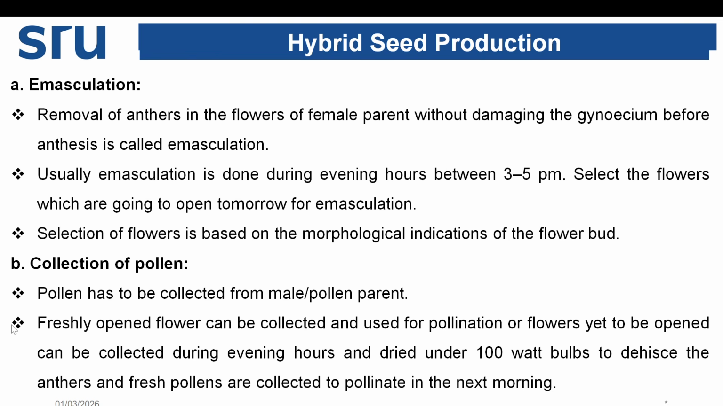Then the second step, as I told, collection of pollen. The pollen has to be collected from the pollen parent. Freshly opened flowers can be collected and used for pollination. All flowers yet to open can be collected during evening hours and dried under a 100-watt bulb to dehydrate the anthers. And fresh pollen is collected to pollinate the next morning.